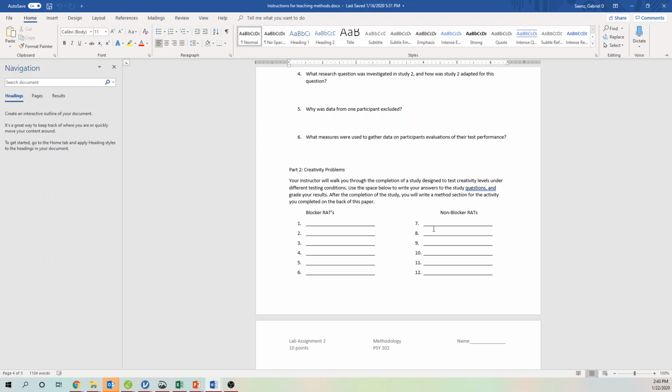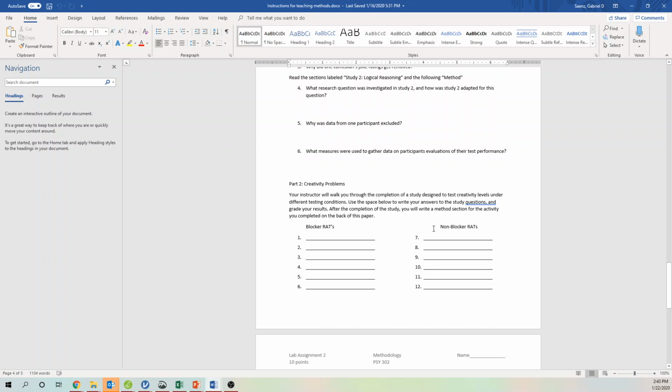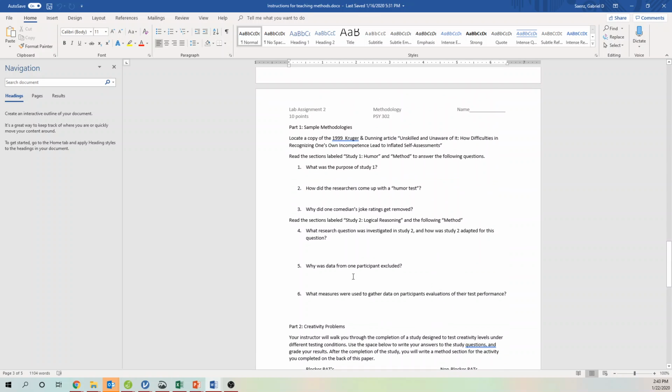I also recommend you take a look at the method sections that were included in the first section to get an idea of what the writing you're going to do should look like. Make sure you turn that in before or at the beginning of next class, and have a good week.